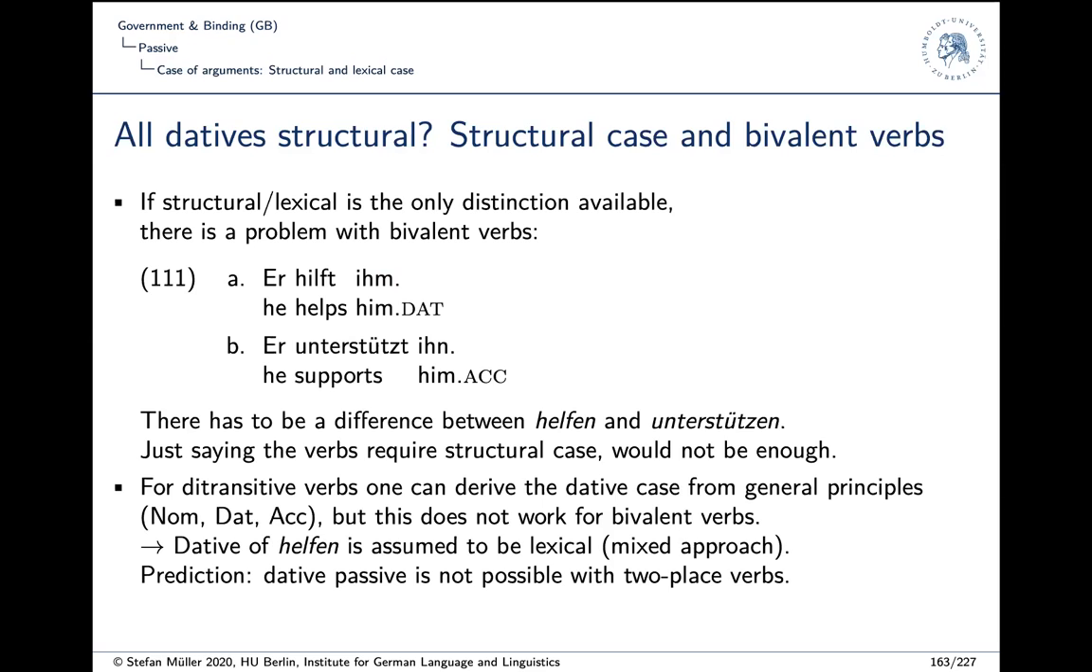The interesting thing is that these approaches predict that because they assume that the dative of two place verbs is a lexical case, these verbs cannot appear in the dative passive, right? So the dative is fixed as a lexical case, so that means it cannot change in the dative passive. And that prediction seems to be wrong.